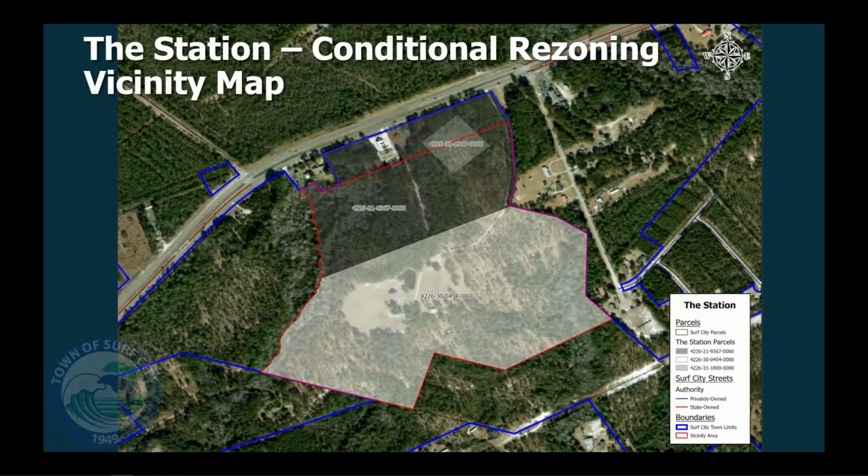With that, you will see the site before you on the vicinity map on the screen and in your agenda packets. Currently, it is over 3 parcels. However, you'll note in the proposed conditions, they will be doing a recombination plat if approved, because the current ordinance does not allow split zoning, so they would have to get that done if approved.